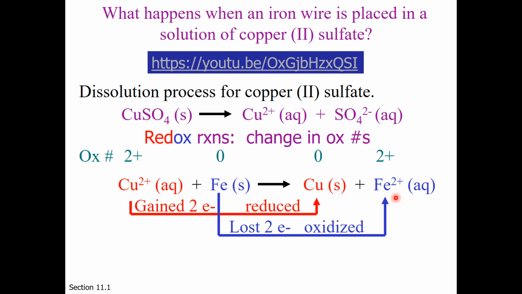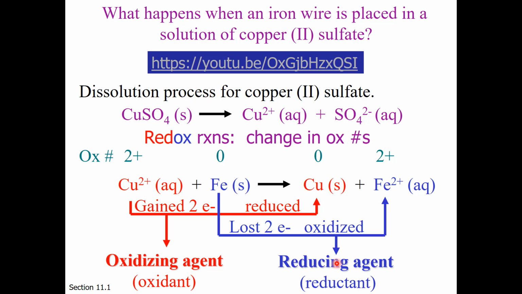Now there is one terminology issue used internationally by all redox chemists that tends to drive chemistry students crazy. The material that gained 2 electrons and was reduced is called the oxidizing agent or the oxidant. The copper 2+ is named for what it does to the iron. It oxidizes the iron. And as you might imagine, the material that loses 2 electrons and is oxidized is called the reducing agent or reductant. The iron is named for what it did to the copper 2+. It's named for its action on something else.